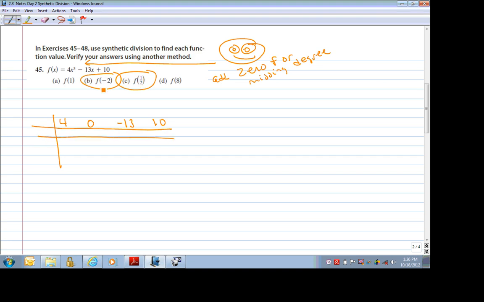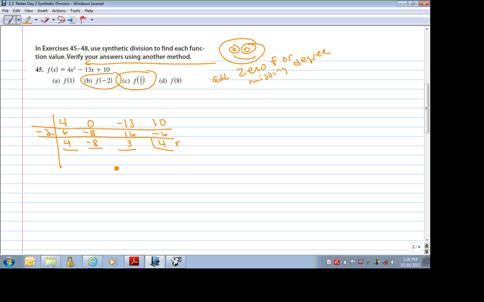They give us the solution to divide by this time. They're going to have you divide by negative 2. We bring down the 4. Negative 2 times 4 is negative 8. Negative 8 and 0 is negative 8. Negative 2 times negative 8 is positive 16. 16 and negative 13 would be positive 3. Negative 2 times 3 would be negative 6. Negative 6 and 10 is 4. So in this case, 4 is our remainder.